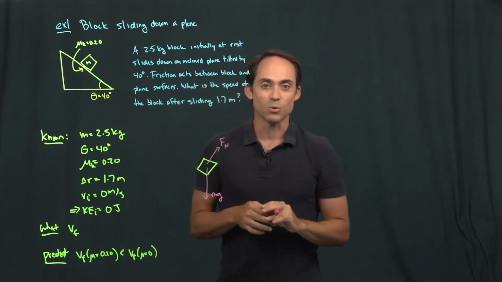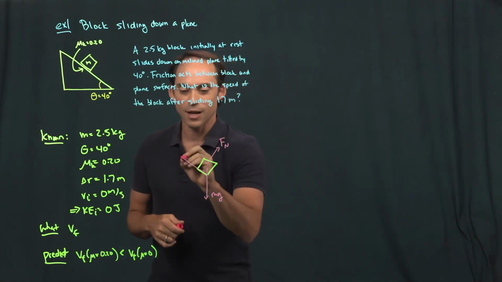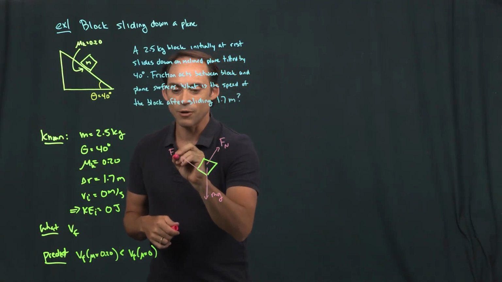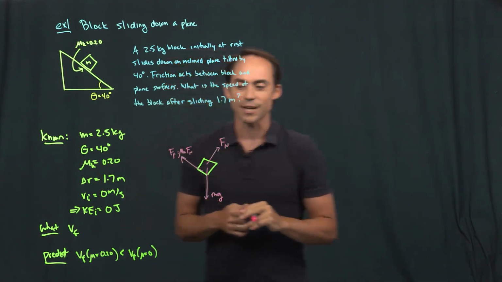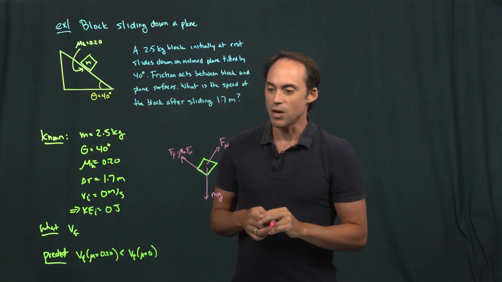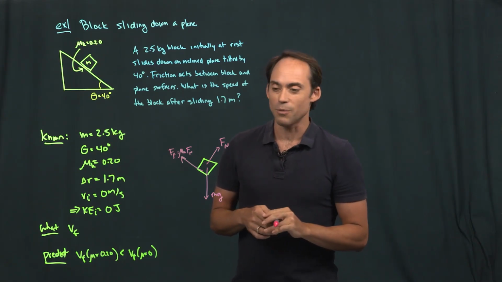And of course, in this case, we do have a friction force because we've already indicated that's part of the problem. That friction force is just mu k times the normal force because it's sliding friction. And that looks like all the forces that we have.